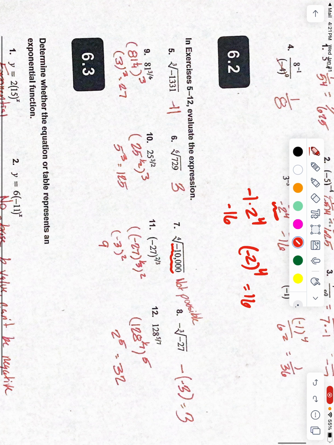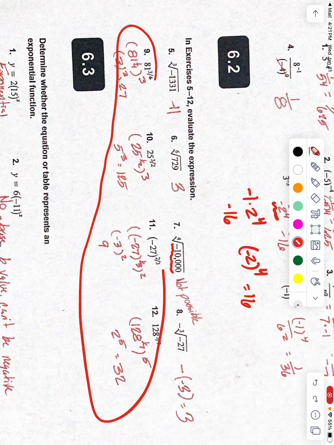Make sure with these ones like 9 through 12 that we're showing these steps on the test. You will not get credit if you do not show steps where you're rewriting it and then simplifying.